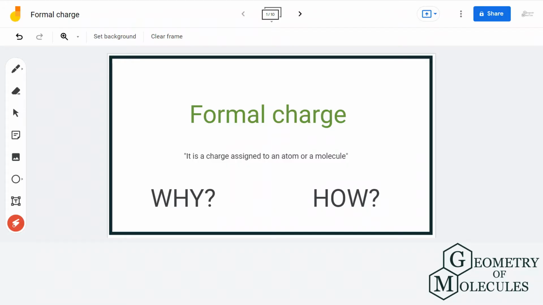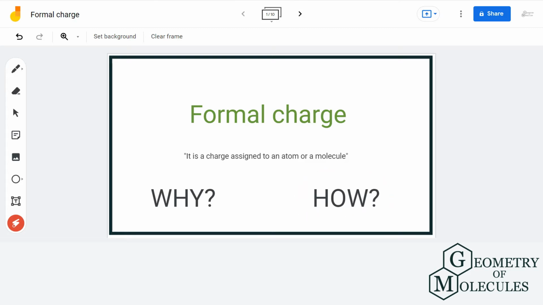We all have seen this definition of formal charge in a textbook, that it is a charge assigned to an atom in a molecule. But the question is, why do we assign the charge and how to assign the charge? In this video, we will try to answer these two questions.